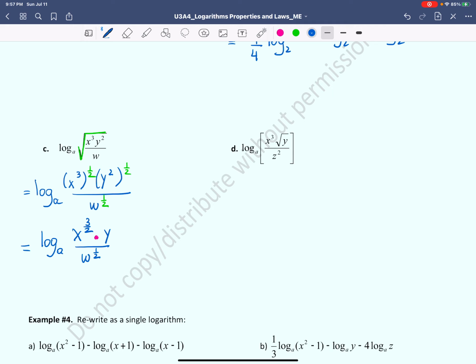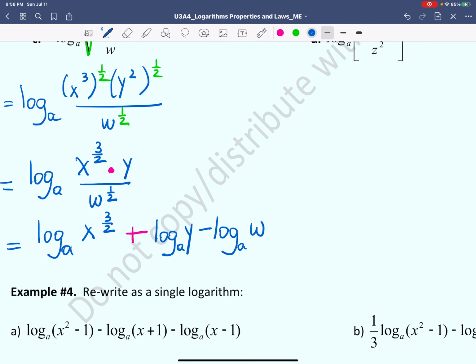So we have only one term in the denominator, the others in the numerator. We have log with base a of x to the power 3 over 2 because of the product plus log with base a of y, and whatever is in the denominator will take a negative sign, so minus log with base a of w. In a more simplified form, or more expanded form, we should say, 3 over 2 comes to the front, and the power of 1 over 2 for w will also come to the front. So 3 over 2 log a x plus log a y minus 1/2 log a w.